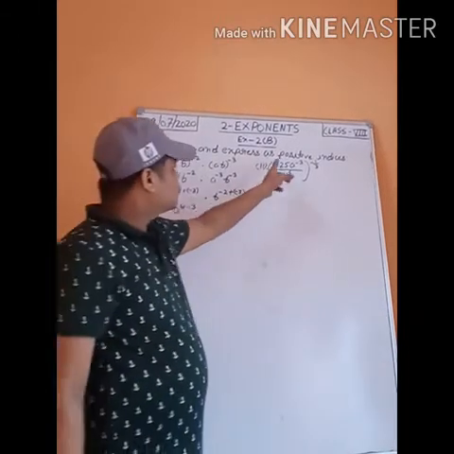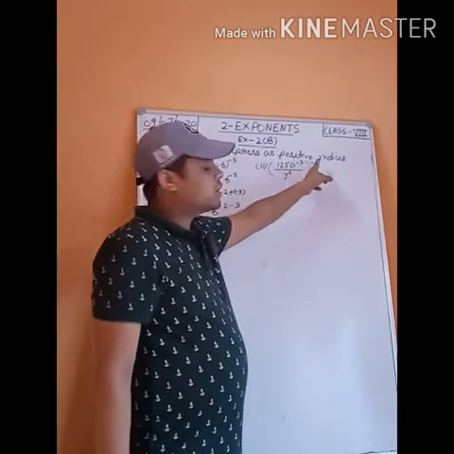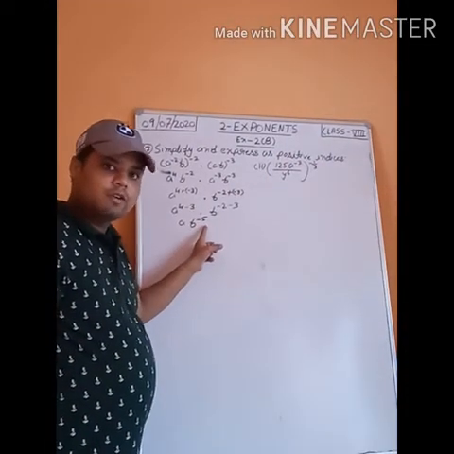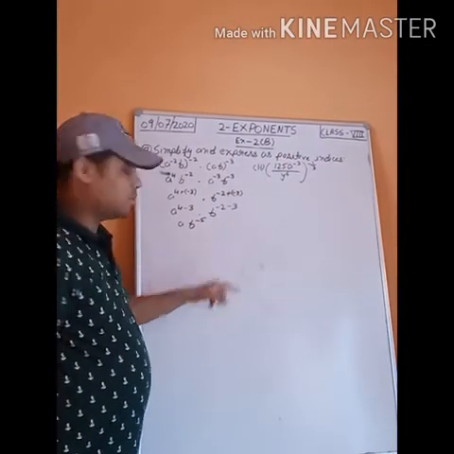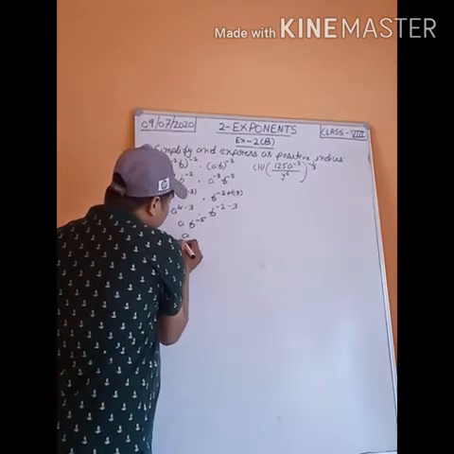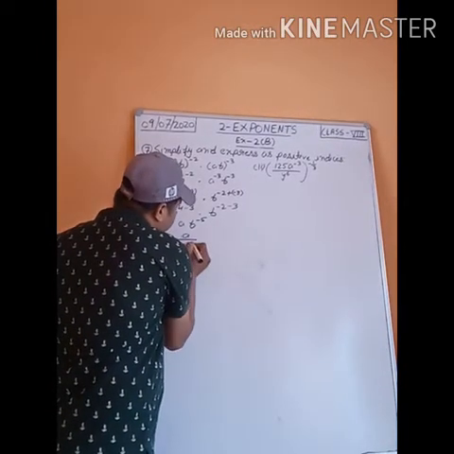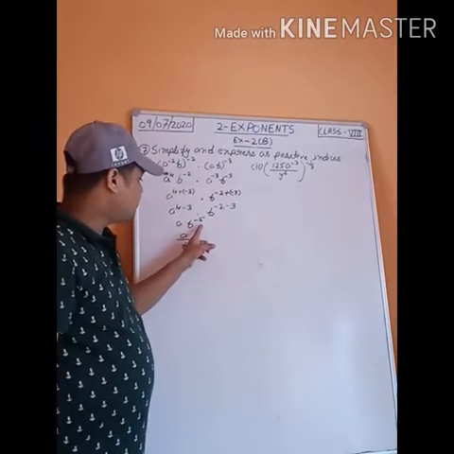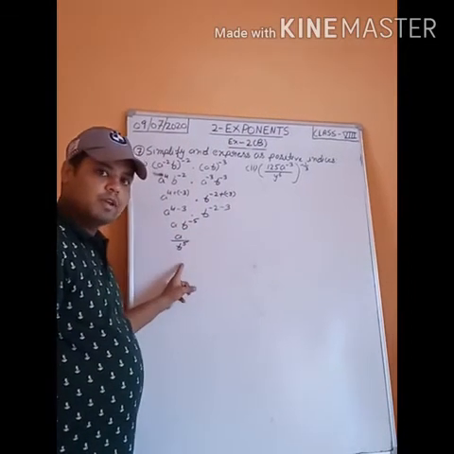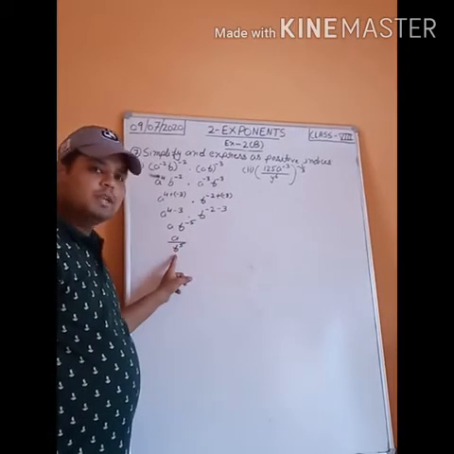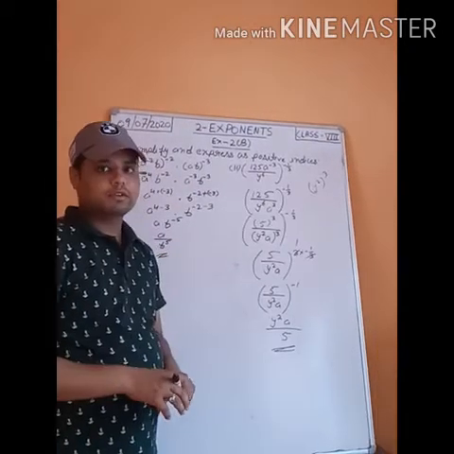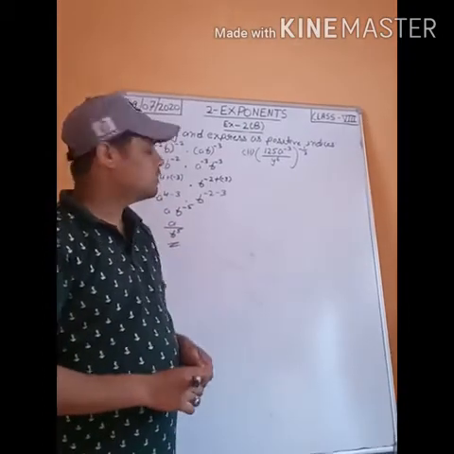What is the question? Express as positive indices. Now here the index is minus 5, that is negative, so we will express this as positive. It means a upon b raised to the power 5. b raised to the power minus 5 means 1 upon b raised to the power 5. So a upon b raised to the power 5 is the answer.